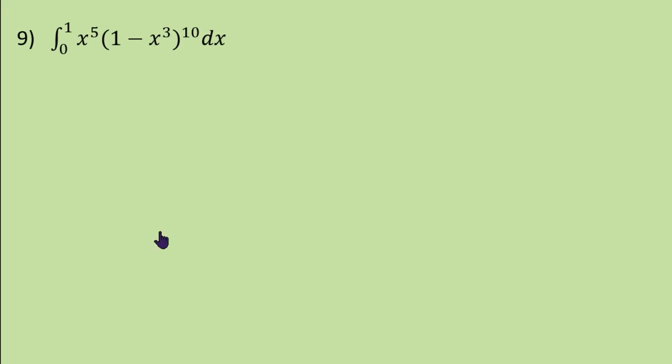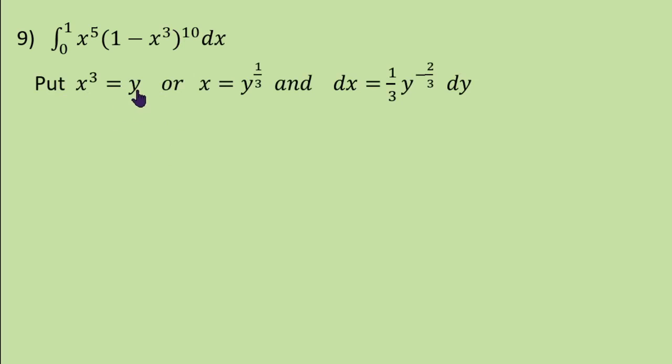Next question. Evaluate the integral from 0 to 1 of x^5 (1 minus x^3)^10 dx. Make x^3 equal to y. That is a very simple technique. x^3 is y means x is y^(1/3). If x is y^(1/3), dx is 1/3 into y^(1/3 minus 1) dy. 1/3 minus 1 is minus 2/3.